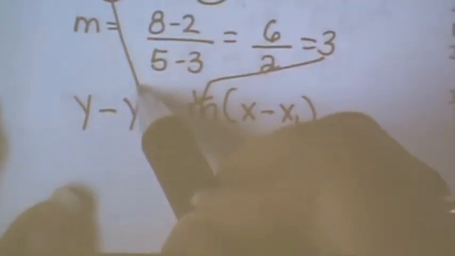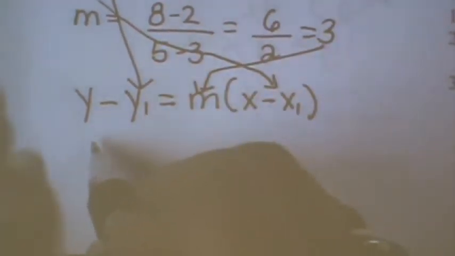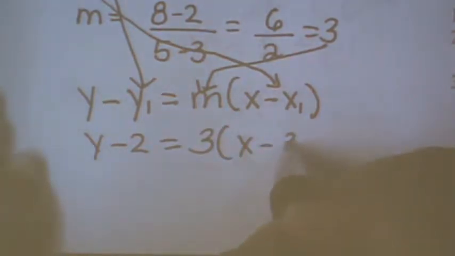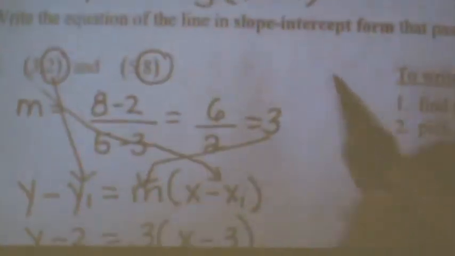So this 3 goes here, and I could use this point or I could use this one, it doesn't matter. The 2 is gonna go here for y, and the 3 is gonna go in for x. So I have y minus 2 equals 3 times x minus 3. Now I go back and I read the directions.